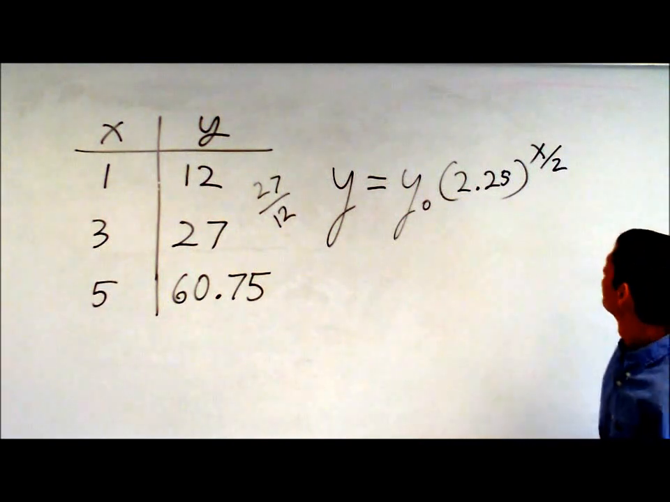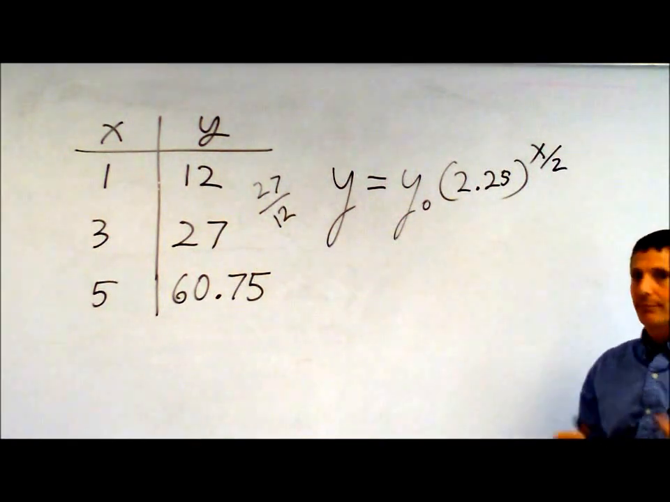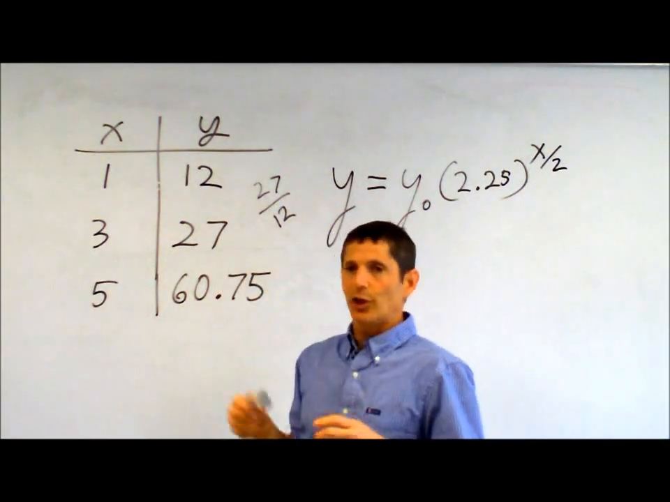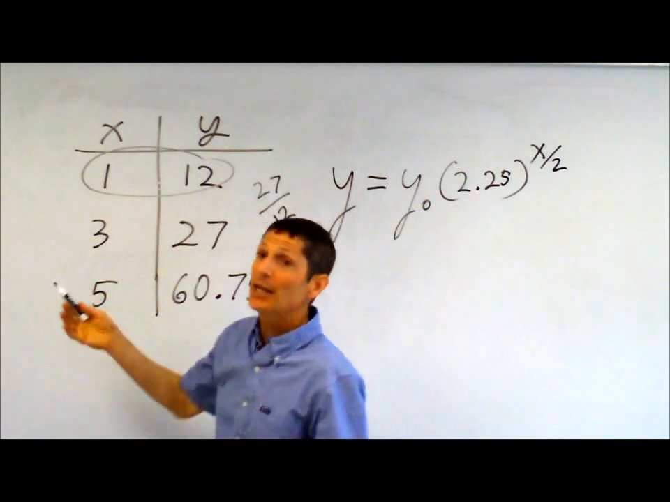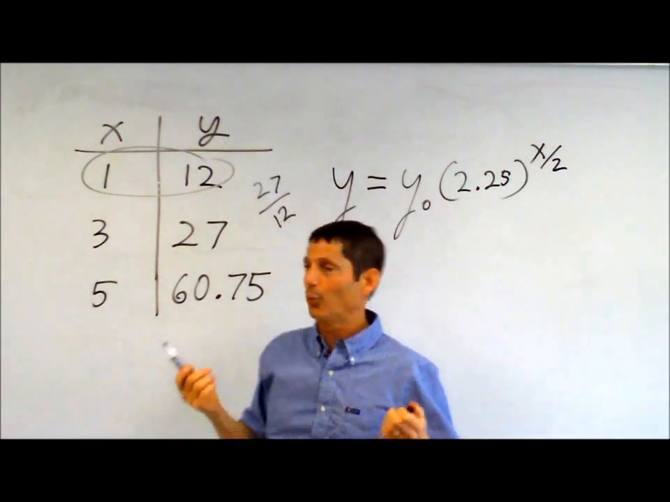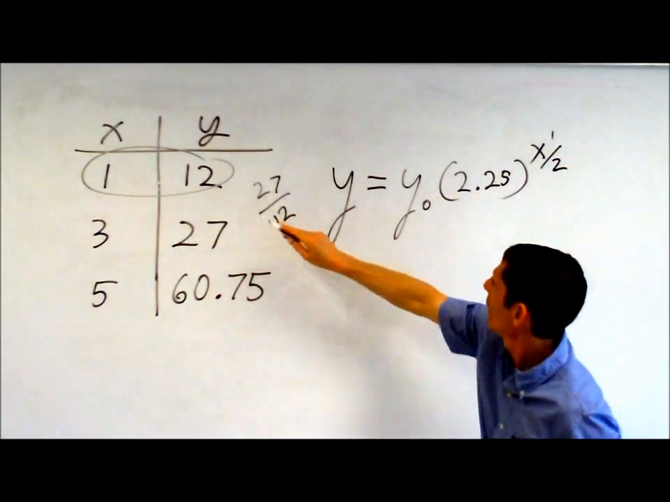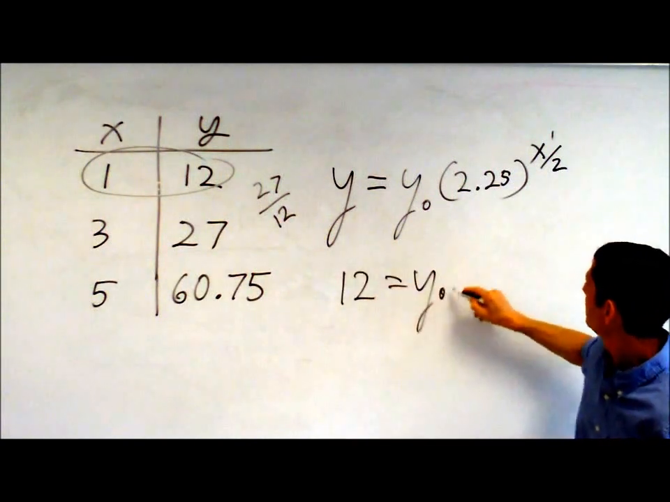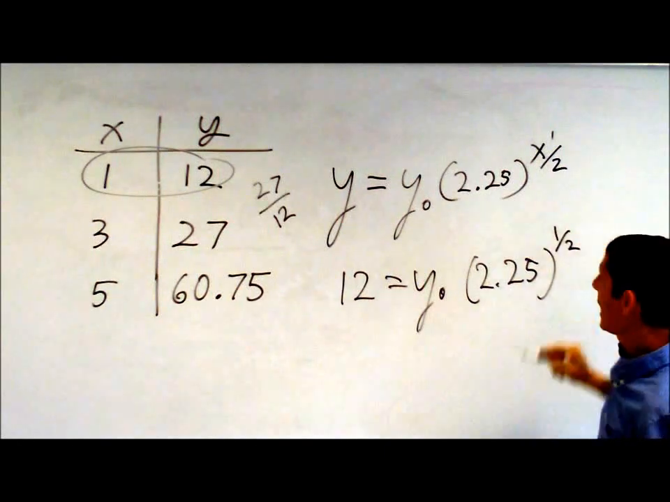You know, I'm thinking of good old-fashioned y equals mx plus b. If I have 2 points, I can just plug in 2 points and find what I'm missing. I'll just pick some point. I think this looks like a nice point. I can pick any point, of course, but I like picking a point with 1 in it. Why not? So I'll put in a 1 for x and a 12 for y. So I have 12 equals y sub 0 times 2.25 to the 1/2.